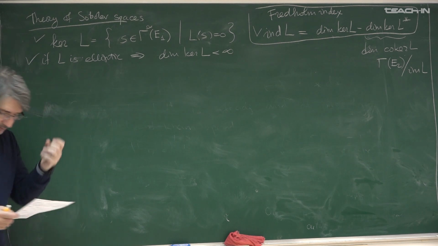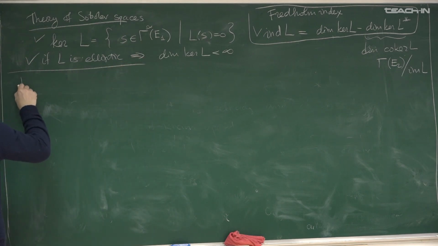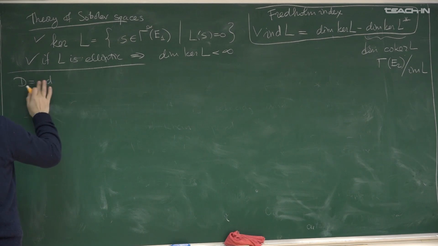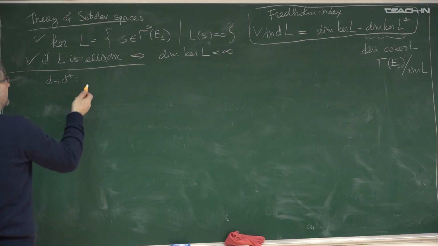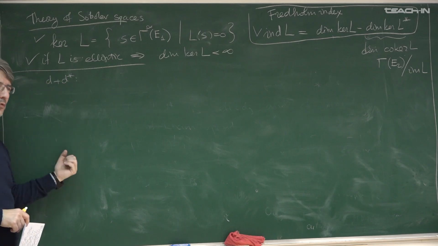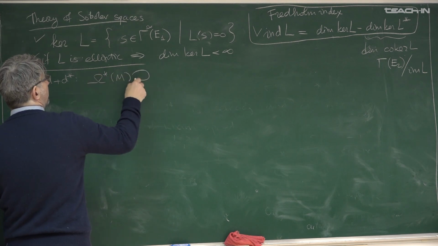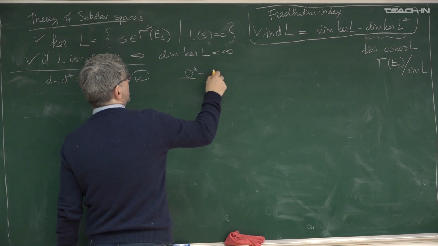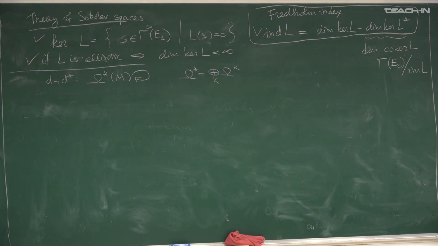What I want to consider is an example. So we want to consider the operator D plus D star. The problem is that the operator D raises the degree of the form, D star lowers the degree of the form. So I will write this in this way. Omega star is just the direct sum of all omegas.